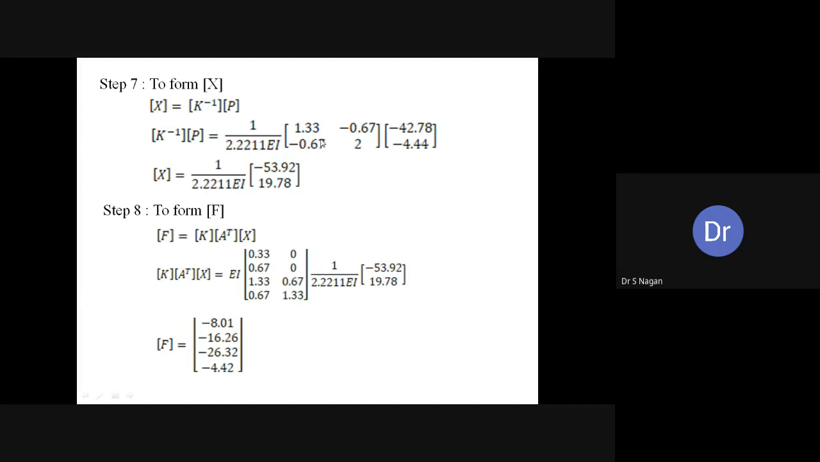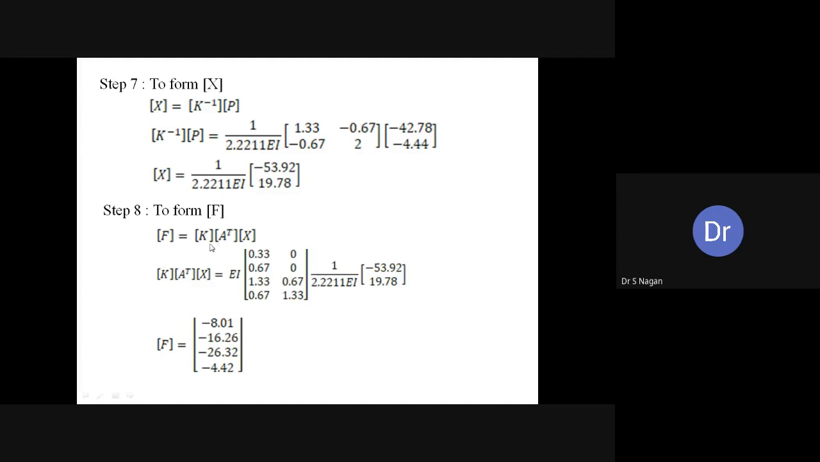So EA will be in the denominator, so we'll be getting like this. Even you can multiply or divide these things by 2.22. Instead of writing like this, you can write 1 by EA into this value divided by 2.22 and write it. Then to form capital F.